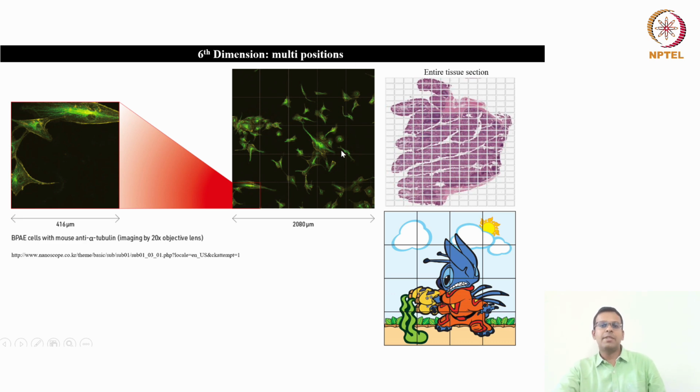However, here the time series is not included. So this is actually a 5-dimensional image, because this is not a time-lapse movie you are seeing here. It's a static image, so that's why it's a 5D image. But let's say you take this image every half an hour and make a time series, then it is known as a 6-dimensional image.